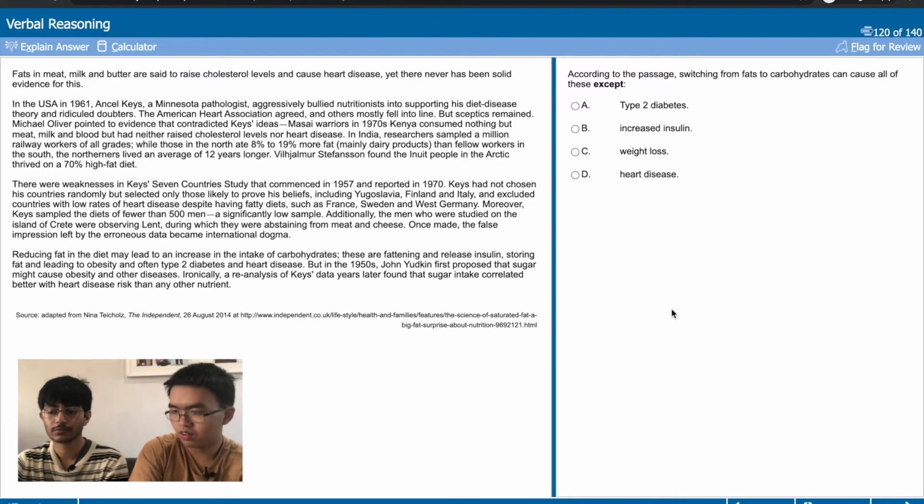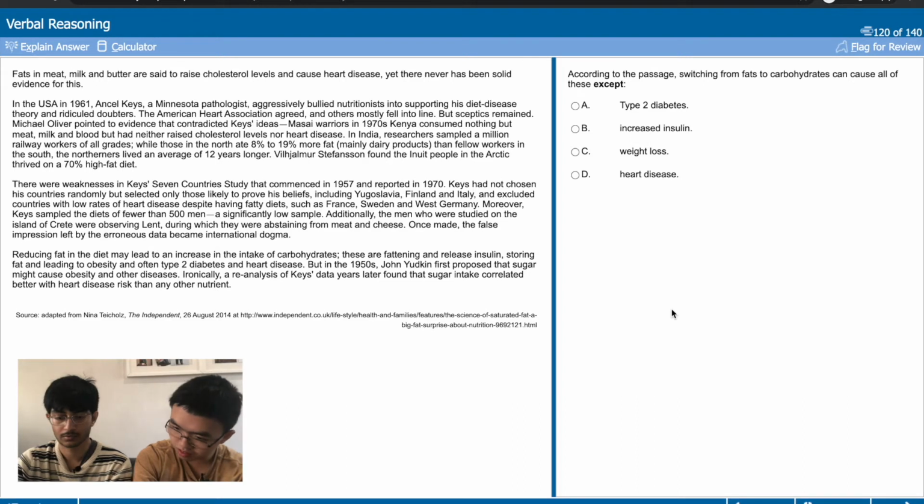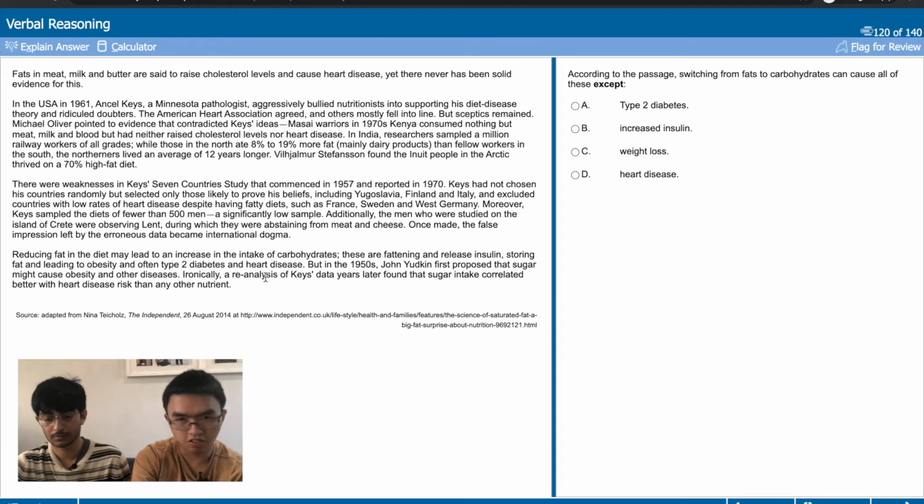So, it's another according to the passage question, and once again that directs you to look for a specific idea in the passage. Switching from fats to carbohydrates can cause all of these except, well, reducing fat in the diet may lead to increase in the intake of carbohydrates mentioned in the last paragraph, so that's just finding the keywords of fat and carbohydrates. Type 2 diabetes is mentioned, increased insulin is also mentioned, and heart disease is also mentioned. So this is fairly straightforward. C is the only answer that is not mentioned.